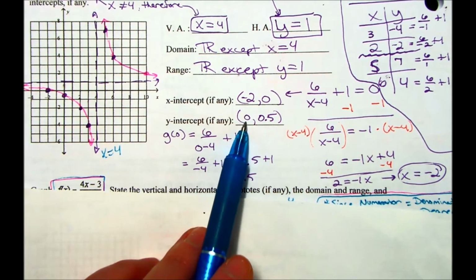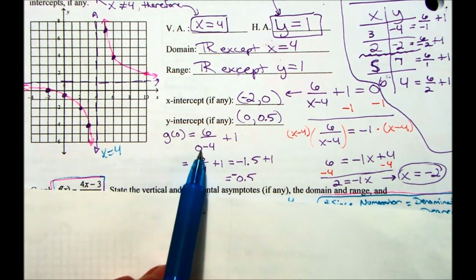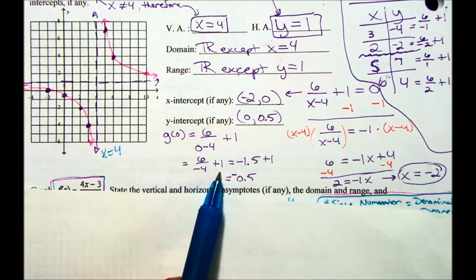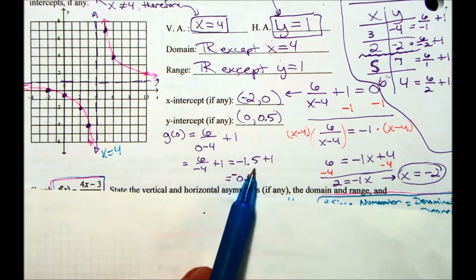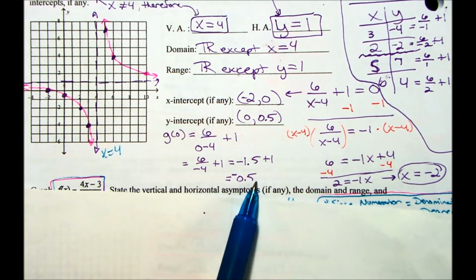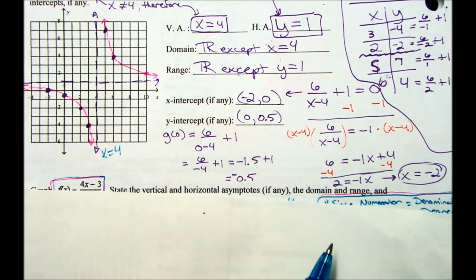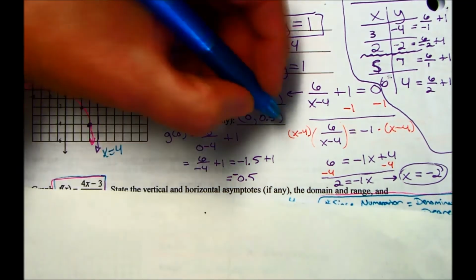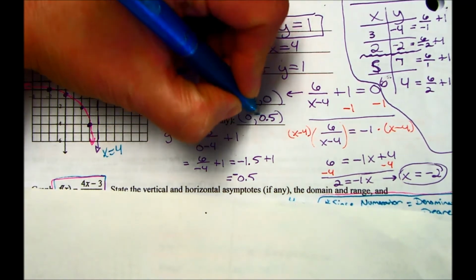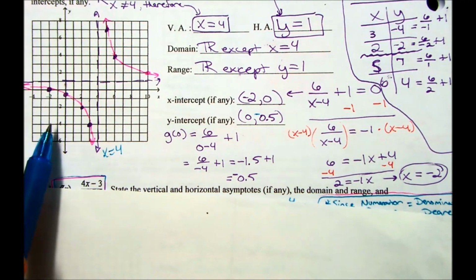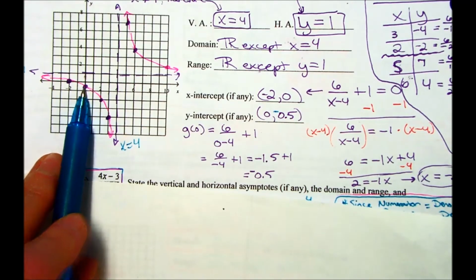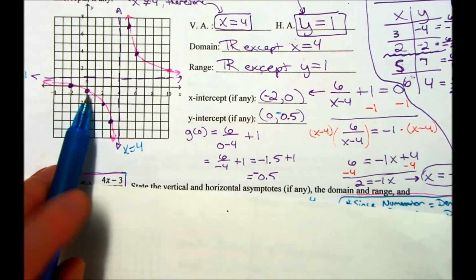To find the y-intercept, you substitute 0 for x. But this time, when you put 0 in for x, you do not get an undefined value. You're going to get 6 divided by -4 plus 1, which will give you -1.5 plus 1, or -0.5. But I have a positive there, so that should be a -0.5.